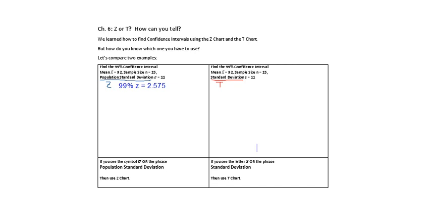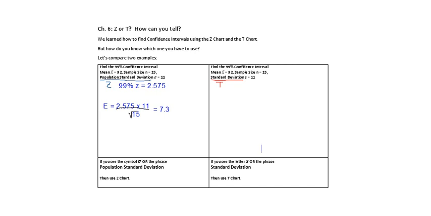With that, we can find the error. So the error will equal 2.575 times the standard deviation, which is 11, and divide by the square root of the sample size, which is 15. Do a fraction sign here, square root there. And the error is going to equal 7.3.